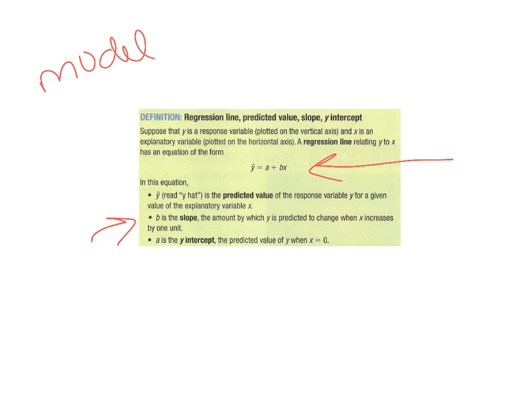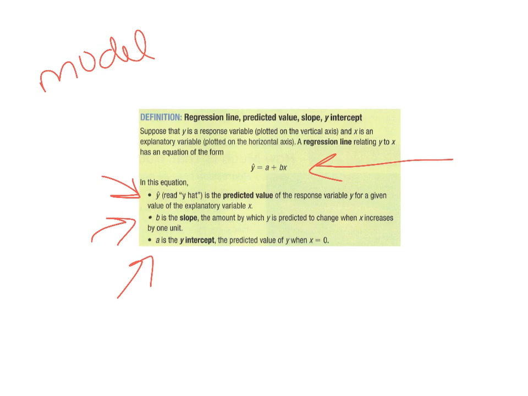This odd looking y here is read as y hat. That's our predicted value of y for a given value of the explanatory variable x. So y hat is our prediction using this regression line. Okay, and then a is the y-intercept. That's our predicted value of y when x is equal to 0. So it looks a little bit different than what you're used to with the slope of a line equation, but the stuff in it is still the same.